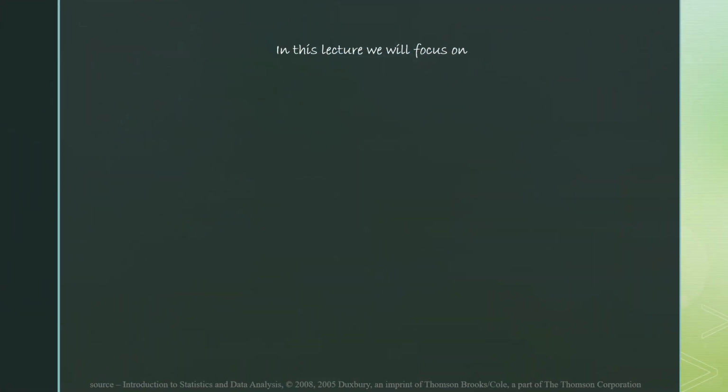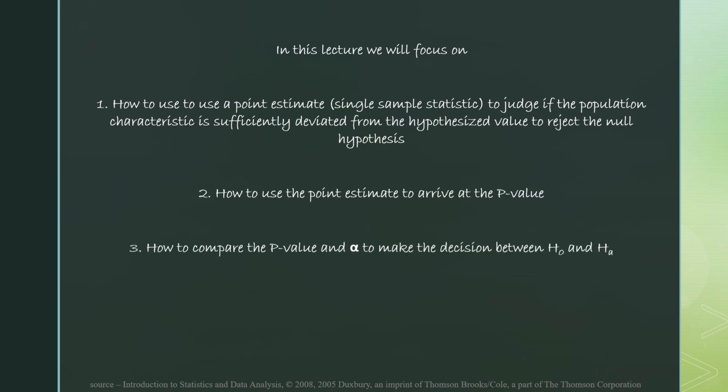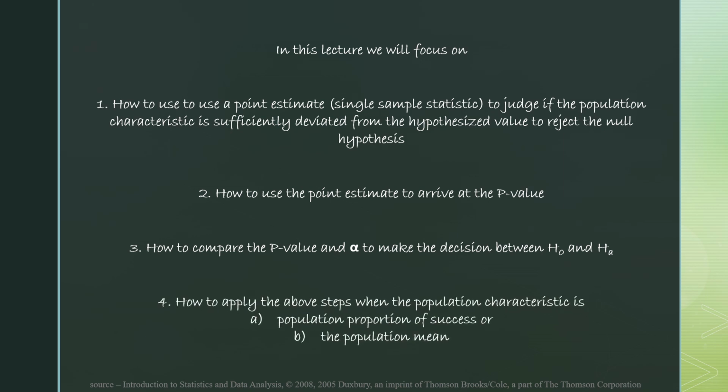In this lecture, we will focus on how to use a point estimate, that is a single sample statistic, to judge if the population characteristic is sufficiently deviated from the hypothesized value in order to reject the null hypothesis, how to use the point estimate to arrive at the p-value, how to compare the p-value and alpha to make the decision between H0 and HA, and how to apply the above steps when the population characteristic is population proportion of success or the population mean.